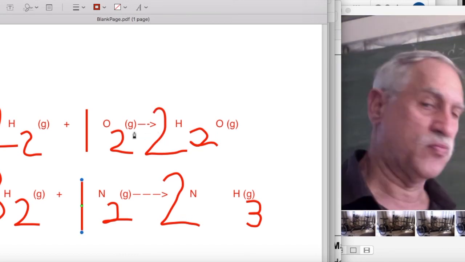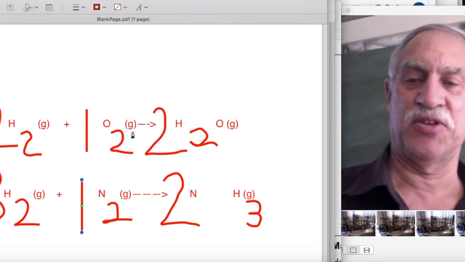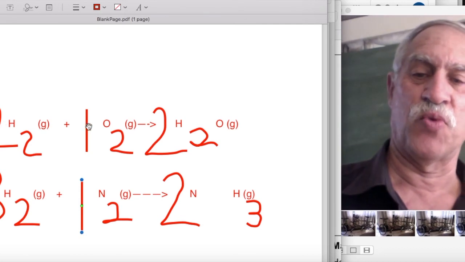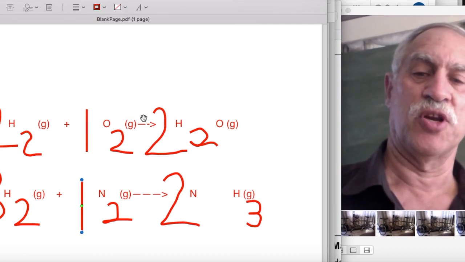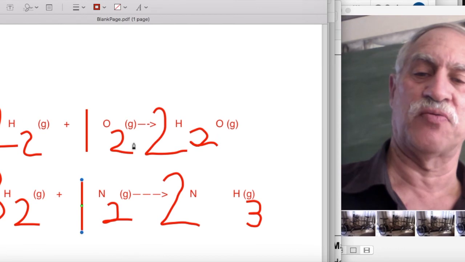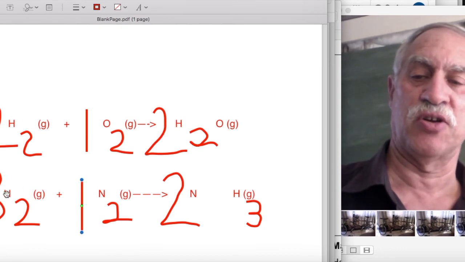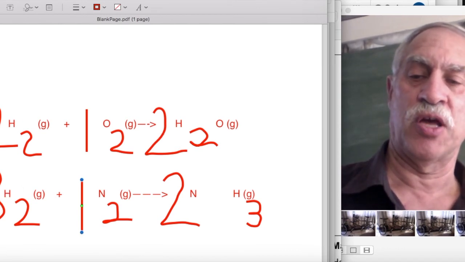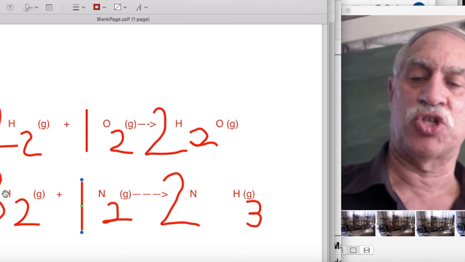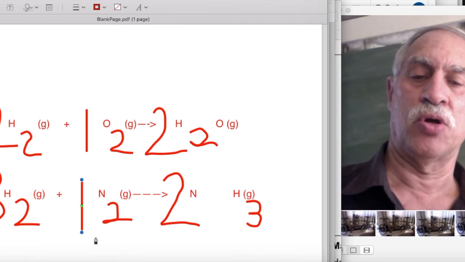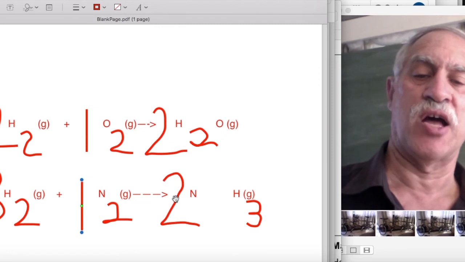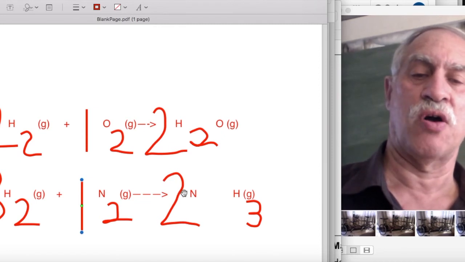So you're going to need 2 volumes of this, 1 volume of that, goes to form 2 volumes. So have a look at that. 3 volumes of gas goes to form 2 volumes of gas. Now look at this one, the making of ammonia. 3H2 means 3 moles plus 1 mole goes to form 2 moles. That means 4 moles of gas disappears down into 2 moles of ammonia.